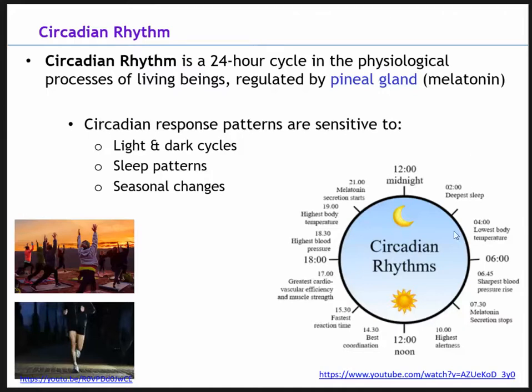If you look at this biological clock over here, pretty interesting. If you start at midnight, you go into our deepest sleep. You go into where our lowest blood pressure is, when our body temperature is lowest, and then when blood pressure starts to rise, melatonin stops. Our highest alertness is around 10 noon, and then we see best coordination, fastest reaction time, and then it just kind of circles back. You see when melatonin starts.